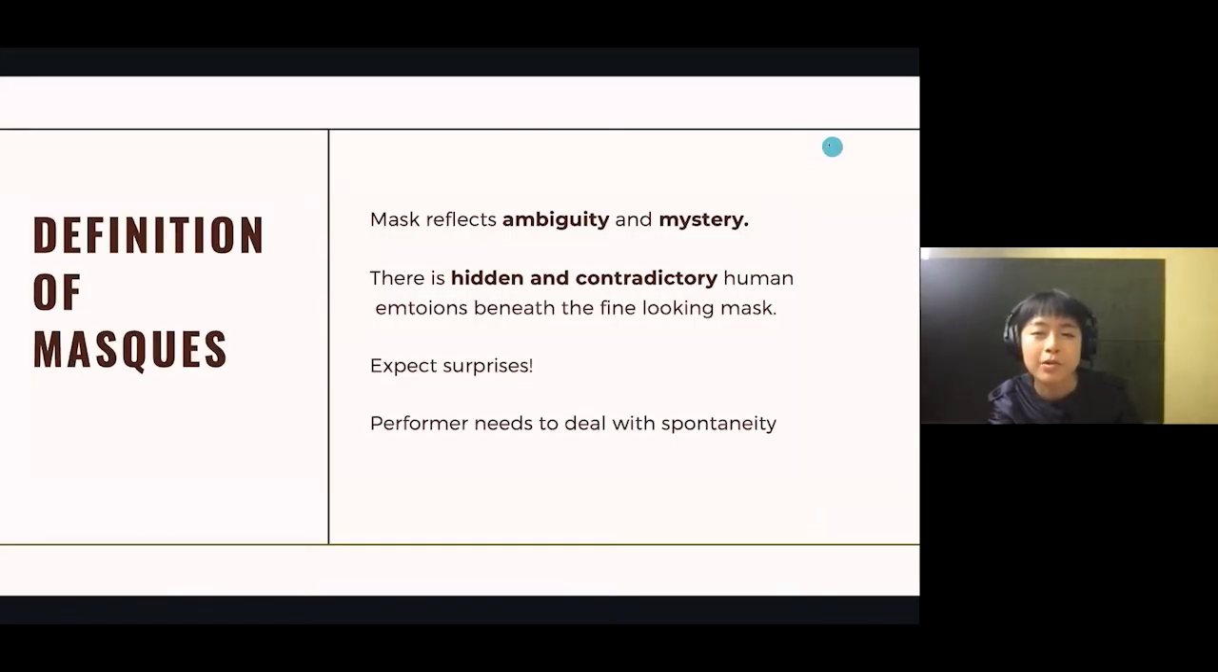So let's talk a little bit about the definition of masque. When we talk about masque, there are different kinds of masque. This is expressive masque. So masque actually reflects ambiguity and mystery. There's something hidden beneath that fine-looking mask. We don't know if it's the feeling of humor or tragedy. We don't know if it's happy or sad or guilt or resentment or joy. Those are just surprises. So in Masques, in this piece, we should, as a listener, expect surprises. And as a performer, we should learn to deal with spontaneity and the surprises that happen, the sudden shift of mood that happens so fast. So that's the basic definition of masque.